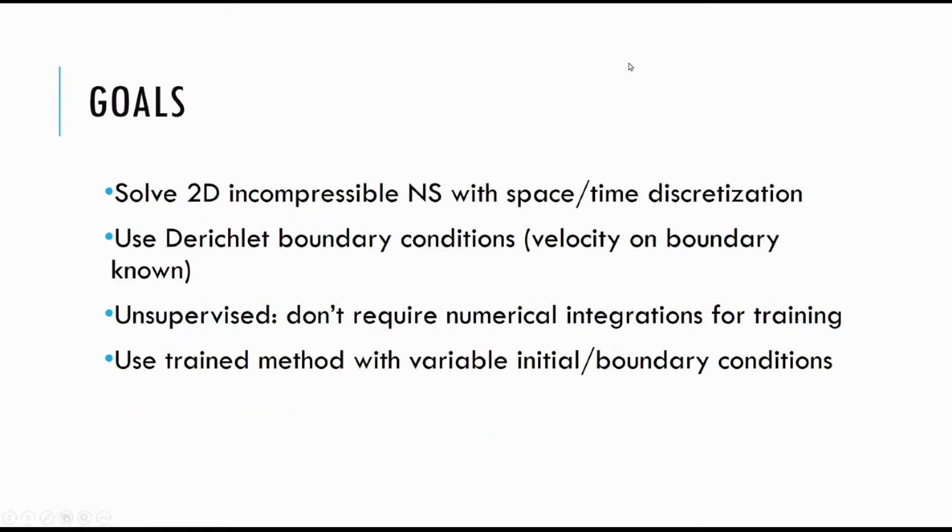Okay, so what exactly do the authors want to do in this paper? We want to solve these incompressible Navier Stokes equations. We want to do it in 2 dimensions. We want to use Dirichlet boundary conditions, which means at the boundary of our domain, at the edge of our lake or bathtub, or the inflow and outflow of our pipe, we know the velocity of the fluid on the boundary.